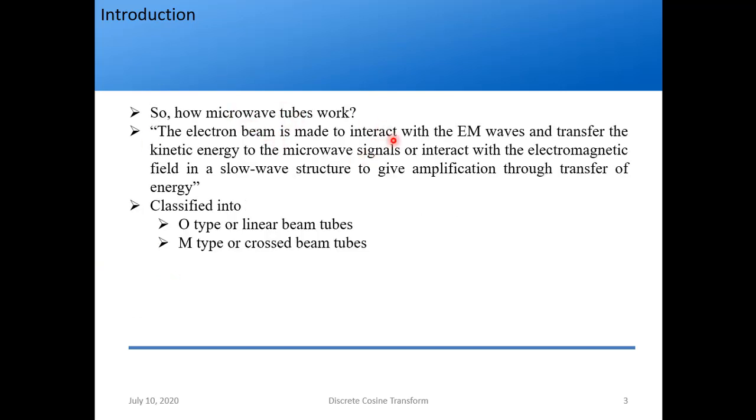They basically work on the principle of velocity modulation, where the kinetic energy is transferred from the electrons to the RF wave for amplification or oscillation. So they are classified as O type and M type tubes, right?